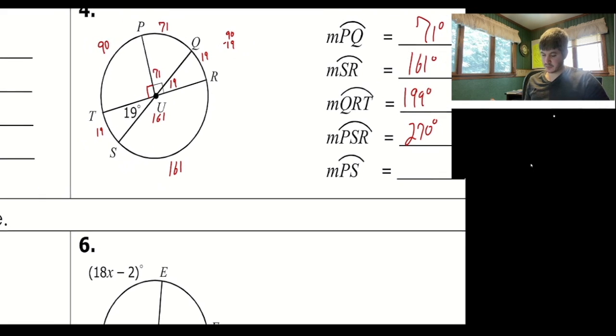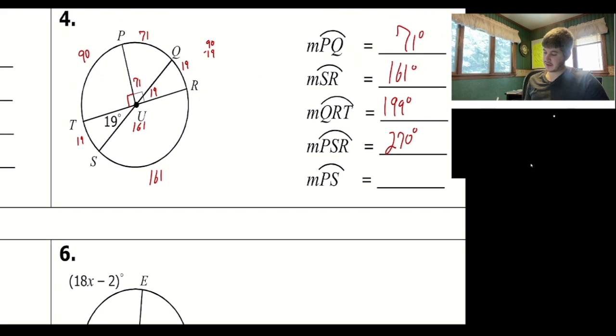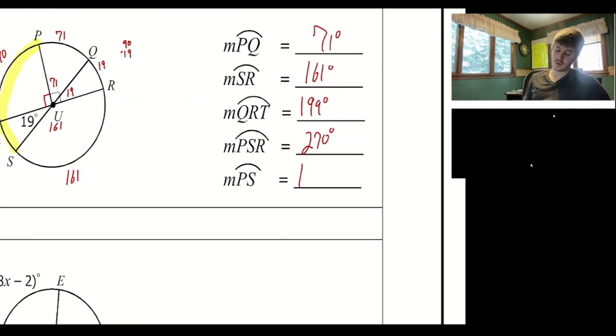And then the very last one, PS. So here's P, here's S over here. That's pretty straightforward. 90 plus 19, 109.